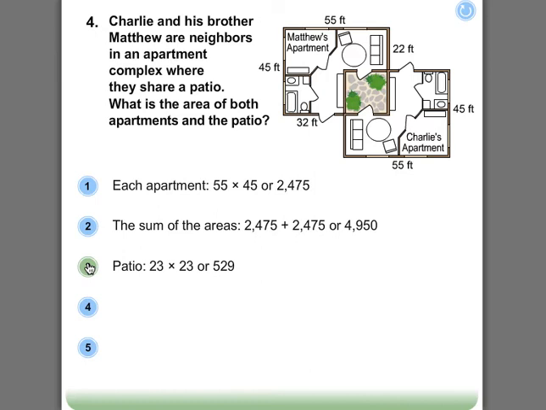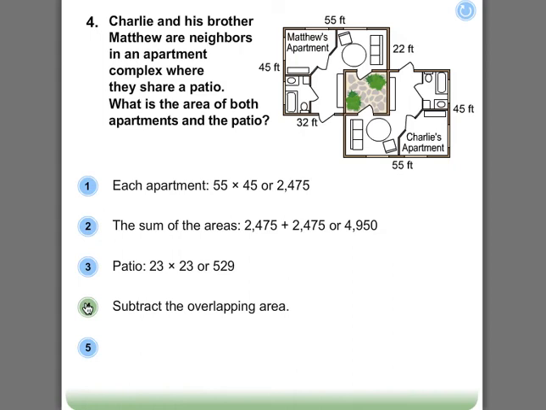Okay? The patio is 23 by 23, or 529. Where did I get that amount? Well, I know from here all the way to here is 55, and I know from here to here is 32. So I subtract 32 from 55 and I get 23. Okay, same thing here. I know from here all the way up to here, hurting my brain here, folks, from here to here is 45 and subtract 22 is 23, right? Which makes this 23 by 23 or 529.